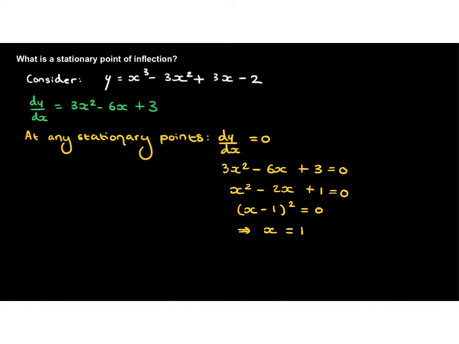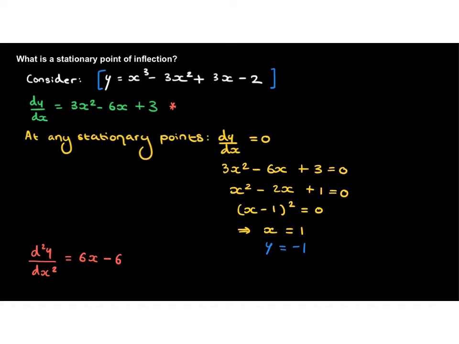So there must be a stationary point at the point x equals 1. Now let's see what else we know. Let's calculate the value of y by substituting back into the original function here. So we can find out that when x equals 1, y is equal to negative 1. Now, let's find the second derivative, d2y by dx squared. So to find the second derivative, we need to take the first derivative up here and differentiate it again. So d2y by dx squared is equal to 6x minus 6.